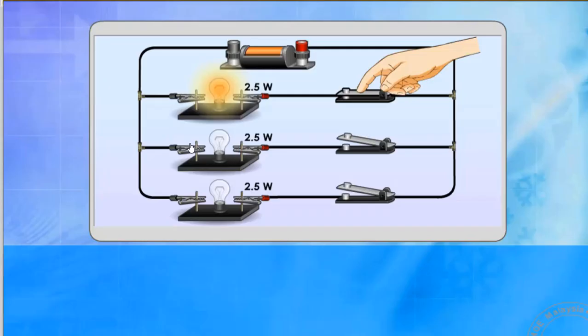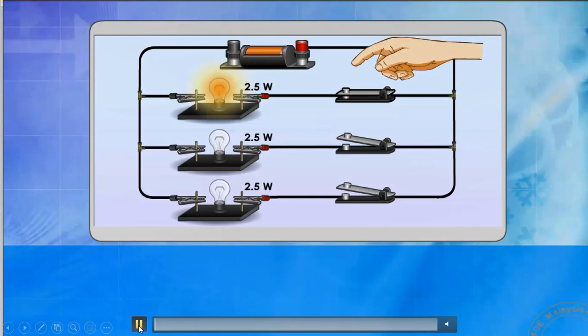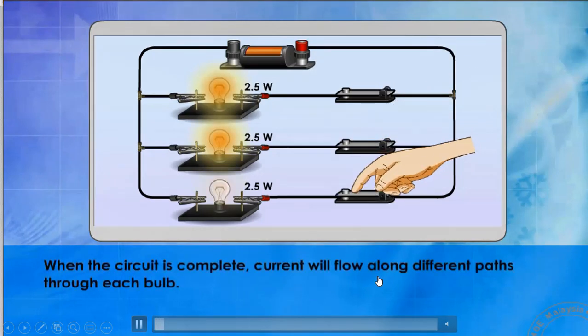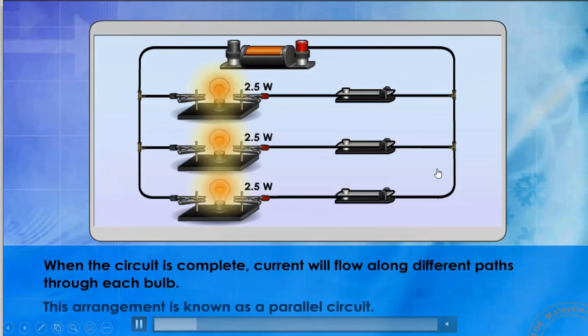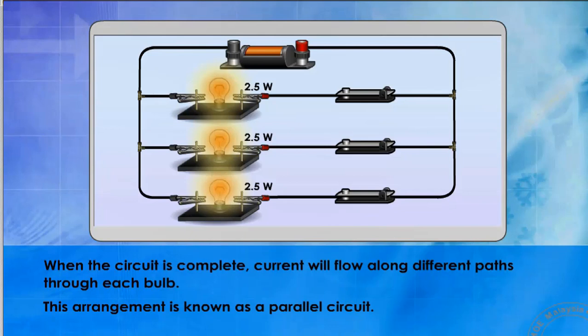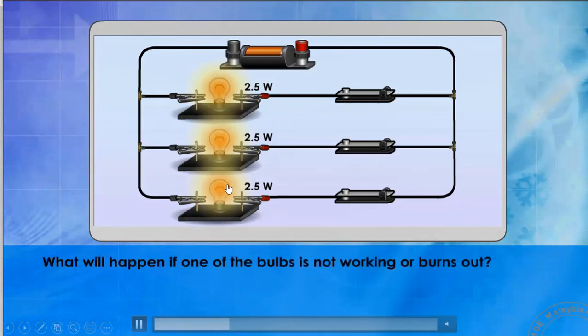Now we have a different circuit. We have 3 bulbs connected in what we call a parallel circuit. Current flows along a different path through each bulb, so current flows into 3 paths. This is what we call a parallel circuit. Look at the brightness of the bulbs. They are equal in brightness. Now what happens if one of the bulbs is not working or burns out?